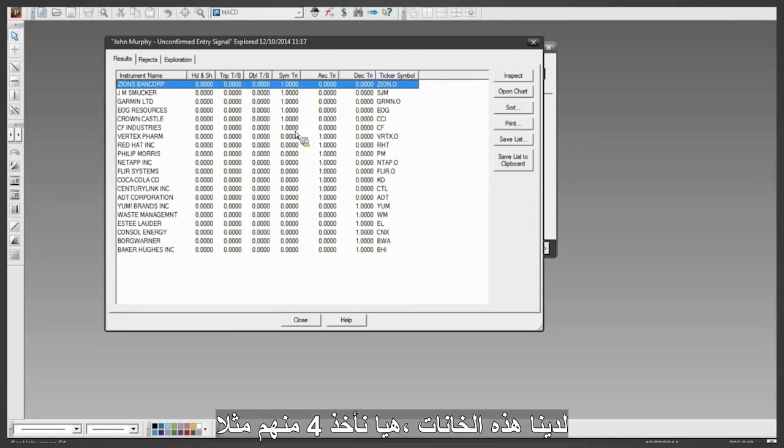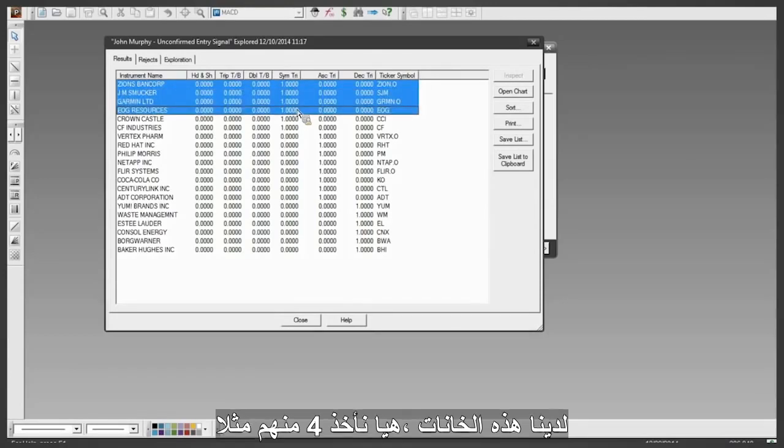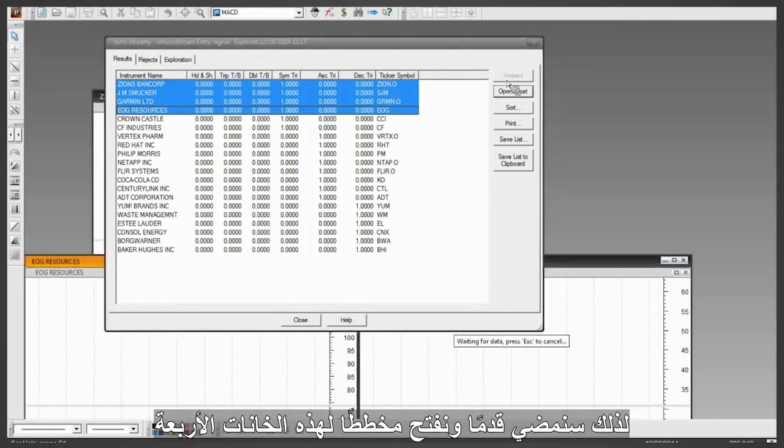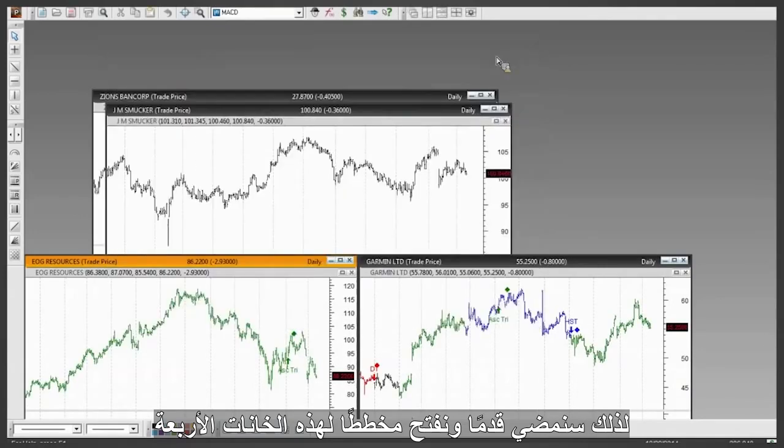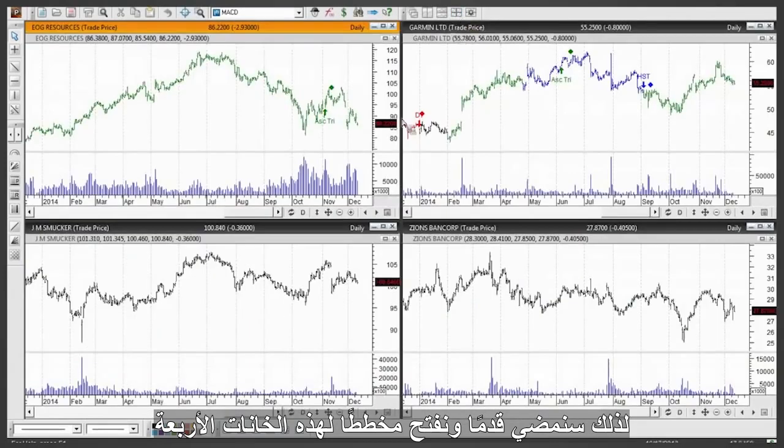So we had these instruments, and let's just take, let's say 4 of them. So I'm going to highlight 4 of these instruments, and let's take a look at how we did. So we're going to go ahead and open a chart of these 4 instruments.